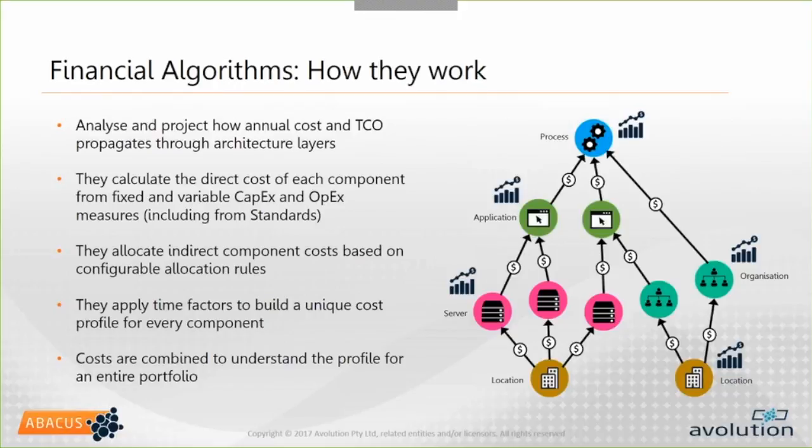And it can then be allocated up to the application level, up to the process level, and even further. Potentially, you can allocate it up to your very high-level capability views; even strategies can be costed. So it's not just a fixed view of cost, because cost flexes and varies over time. The other thing the algorithms will do is create a unique cost profile for each element in this architecture. Be it a server or an application, they can project the cost forwards based on some criteria up to 20 years ahead.